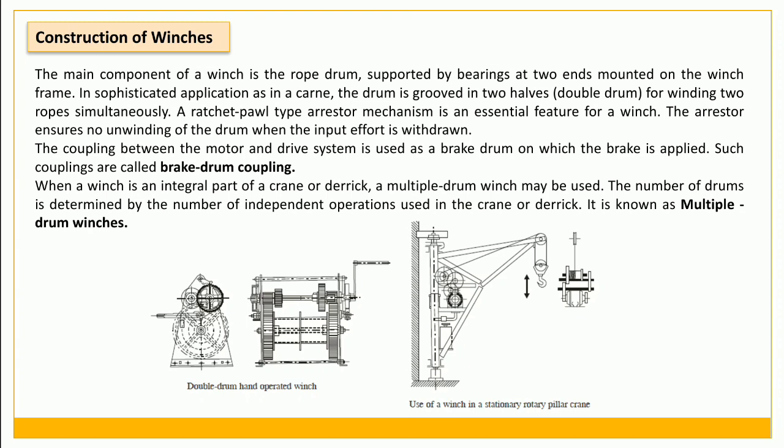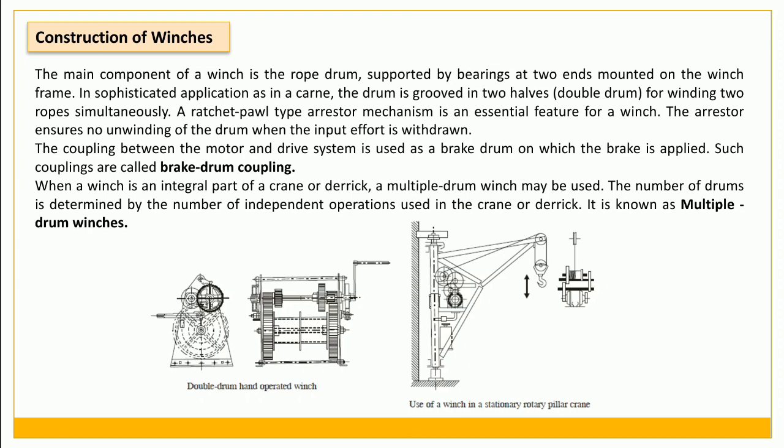Apart from this brake drum coupling for winches, there is also another arrangement known as the multiple drum winch. When a winch is an integral part of a crane or derrick, a multiple drum winch can be used. The number of drums is determined by the number of independent operations used in the crane. One drum is required to handle the main load. Another drum may be added when the main load is double reefed, and two drums lift the load simultaneously by winding the two ends of the wire rope.